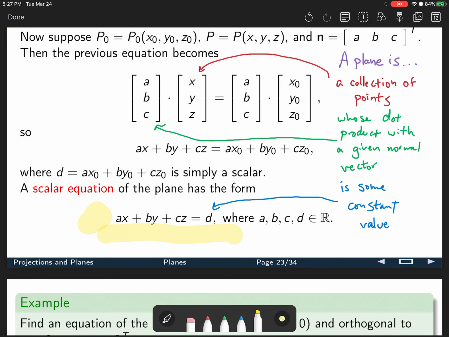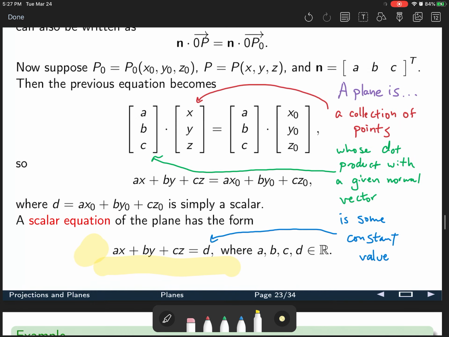There is a way to understand what this is based on dot products. That left-hand side is literally the dot product between a vector containing the coefficients and a vector containing x, y, and z, the variables. And so the way that I like to summarize this is that a plane is a collection of points, so x, y, and z values, whose dot product with a given normal vector, that normal vector is ABC, is some constant value.